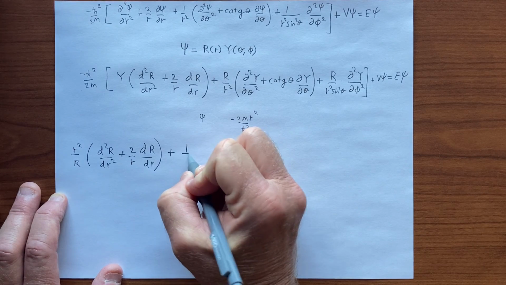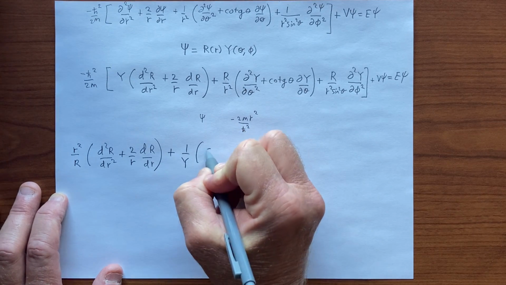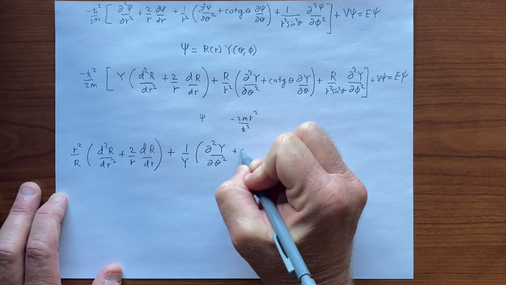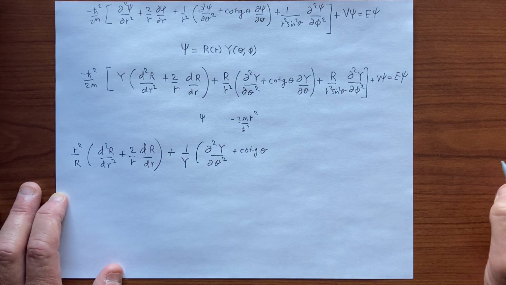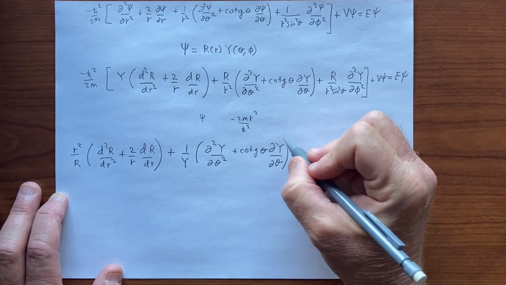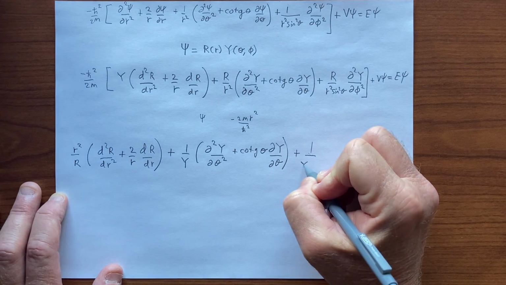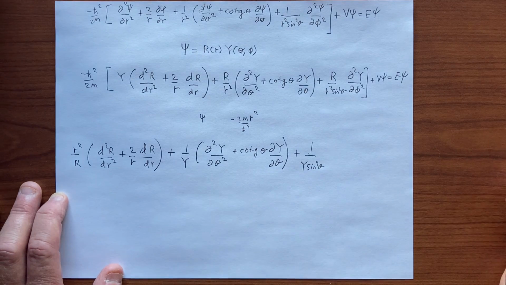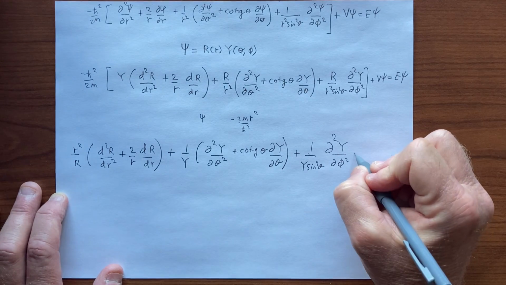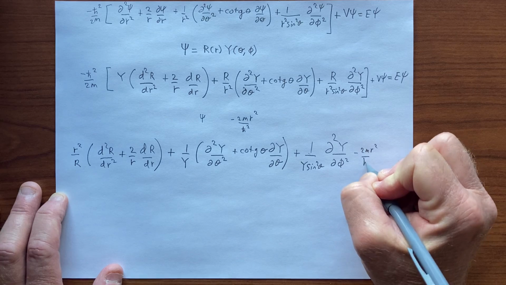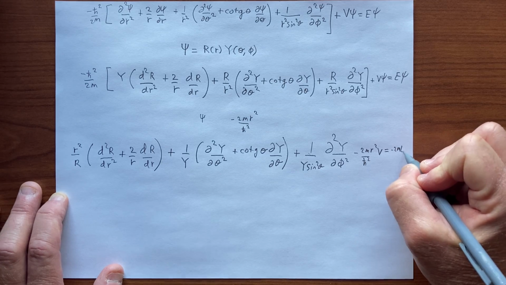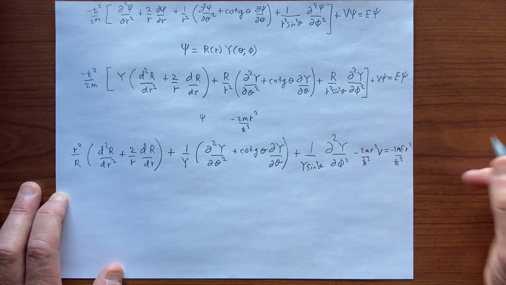plus 1 over this y function, second derivative in theta of that y function, cotangent of theta dy d theta, plus 1 over this y function, sine squared theta, second derivative of y in phi, minus 2mr squared over h bar squared V is equal to minus 2mE r squared over h bar squared.